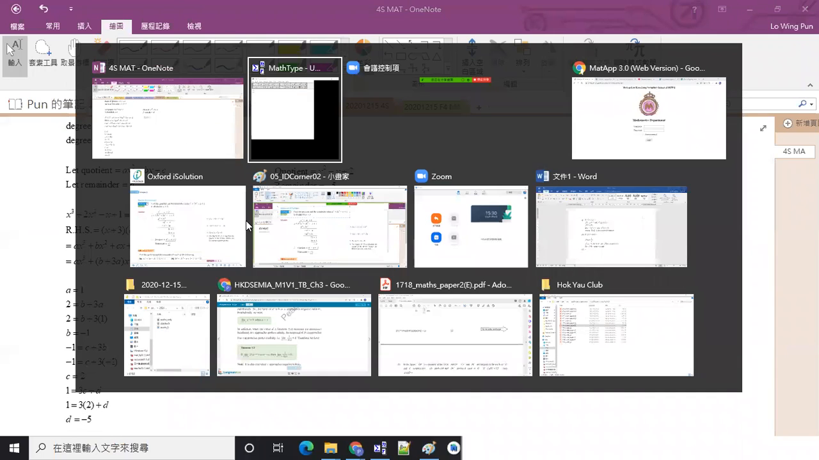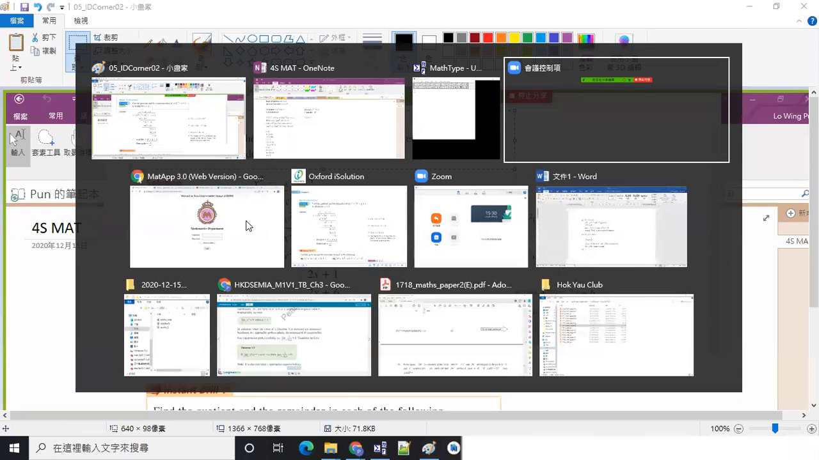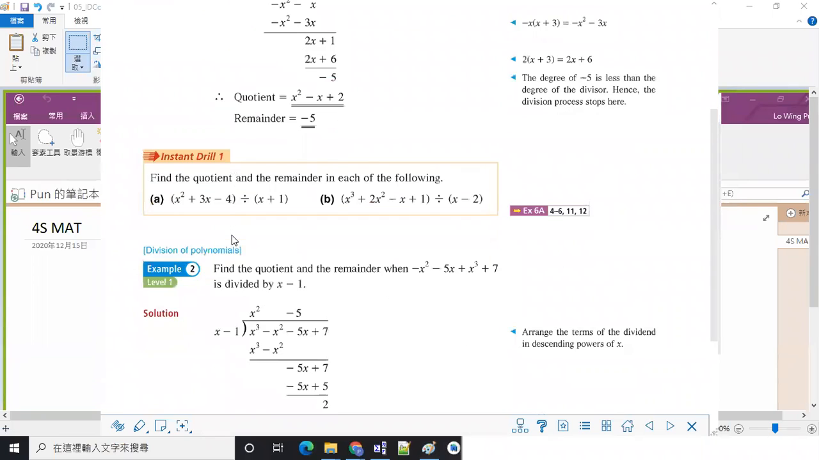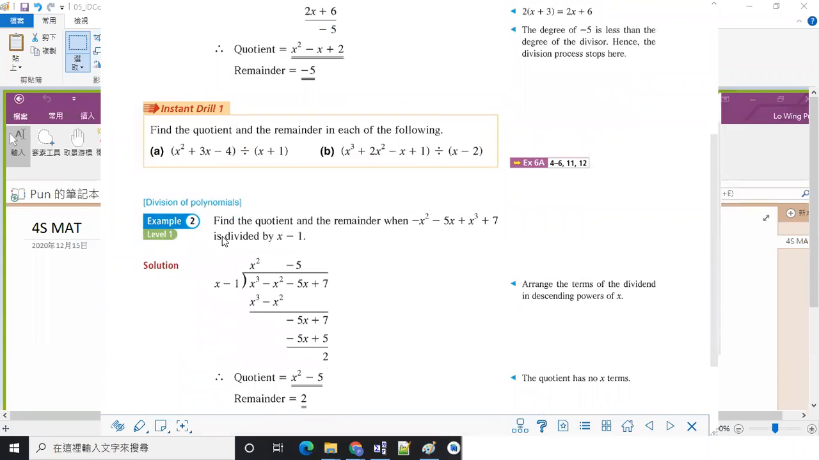All right, now I would like you to do the instant rule number 1. Instant rule number 1, part A and part B. Okay, and please remember to submit to the MathApp web system. I give you 5 minutes for this.